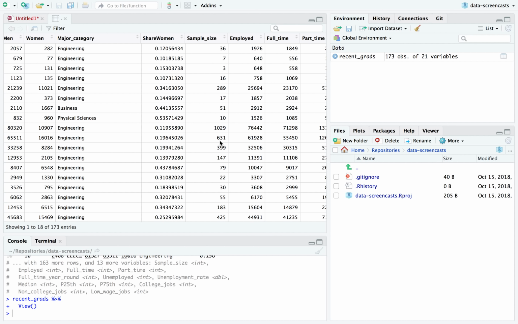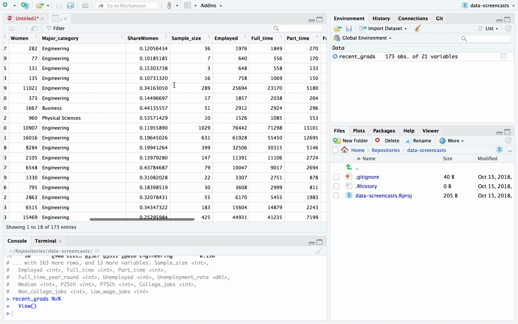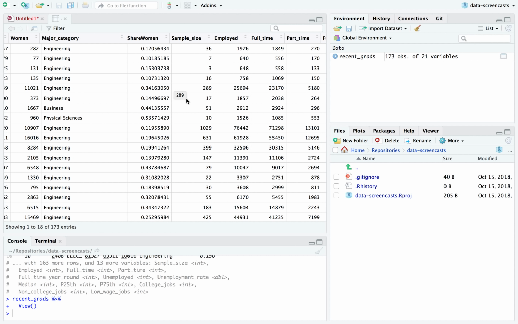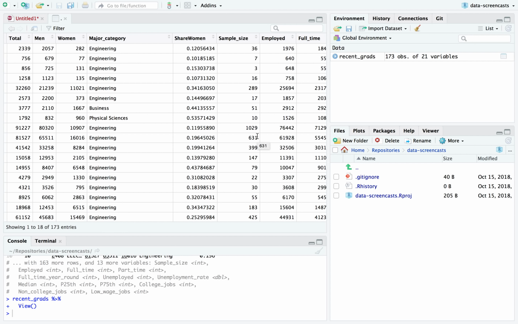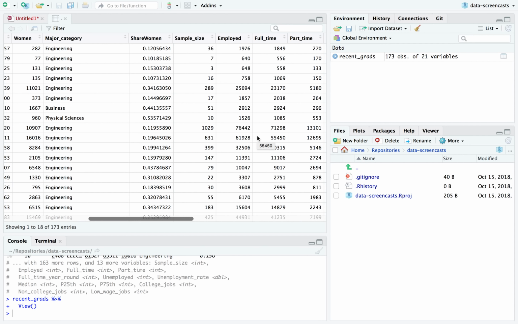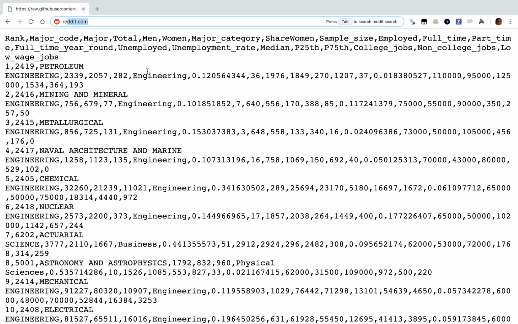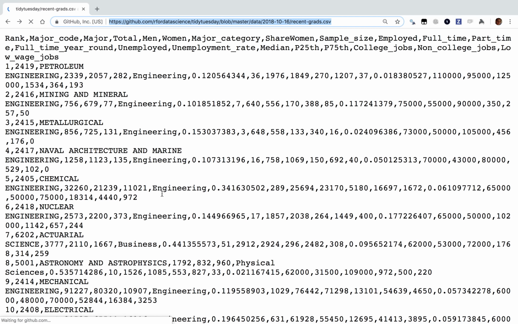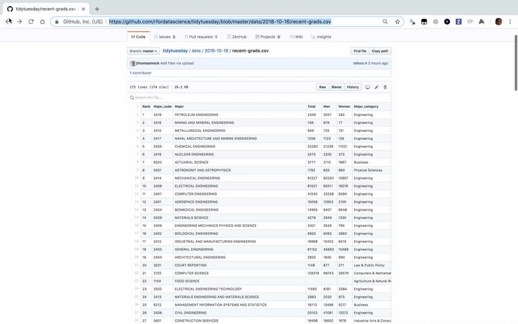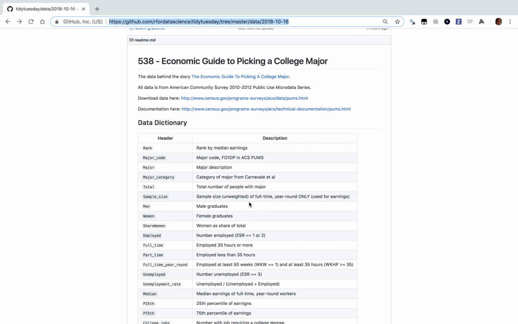Sample size, I'm going to have to learn what that is, because I would think that would be this. I would think of that as being the same as total, but it must be a random survey from within these people. I'm going to quickly jump back to the data, take the data dictionary, and look at that column. Full-time. So it's used for earnings.